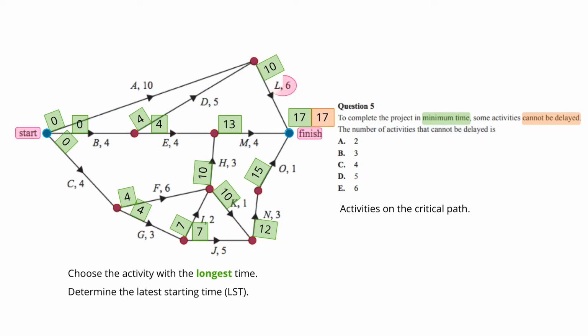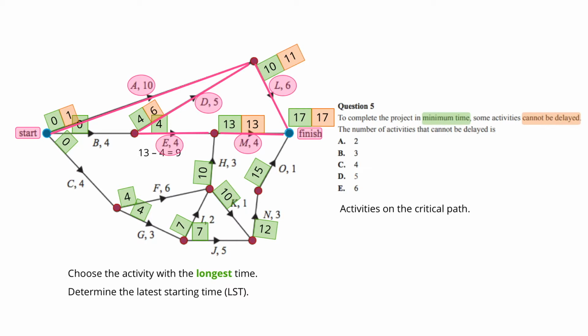So we are going to go backwards from 17, take away 6 equals 11, the latest starting time for activity L, and then 11 minus 10 equals 1, the latest starting time for activity A. The latest starting time for activity D is 11 minus 5, which is 6. And now we go to activity M. 17 minus 4 equals 13. We can now determine the latest starting time for activity E, which is 13 minus 4 equals 9.